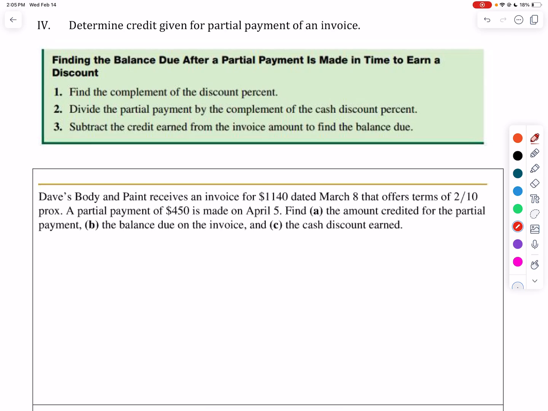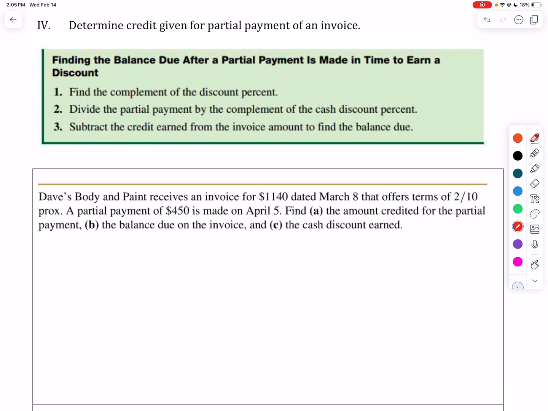All right, this is the second part of 7.4 discounts, the other methods. We're going to talk about partial payments. We've got three things to do here. We need to find the complement of the discount percent. Remember, the complement is always 1 minus the percent. We divide the partial payment by the complement to get that cash discount percent, and that's going to be the amount that's credited.